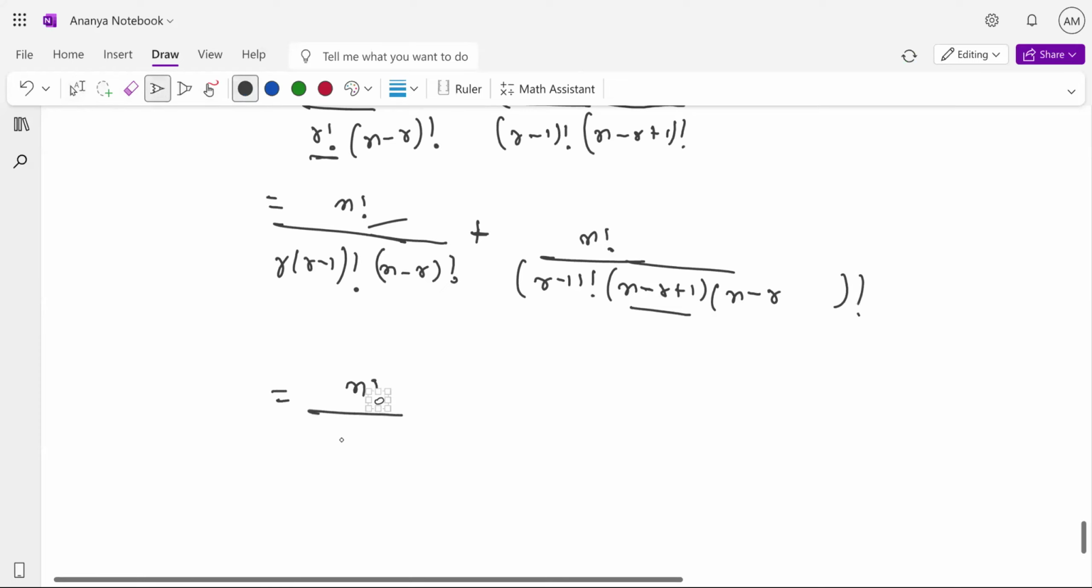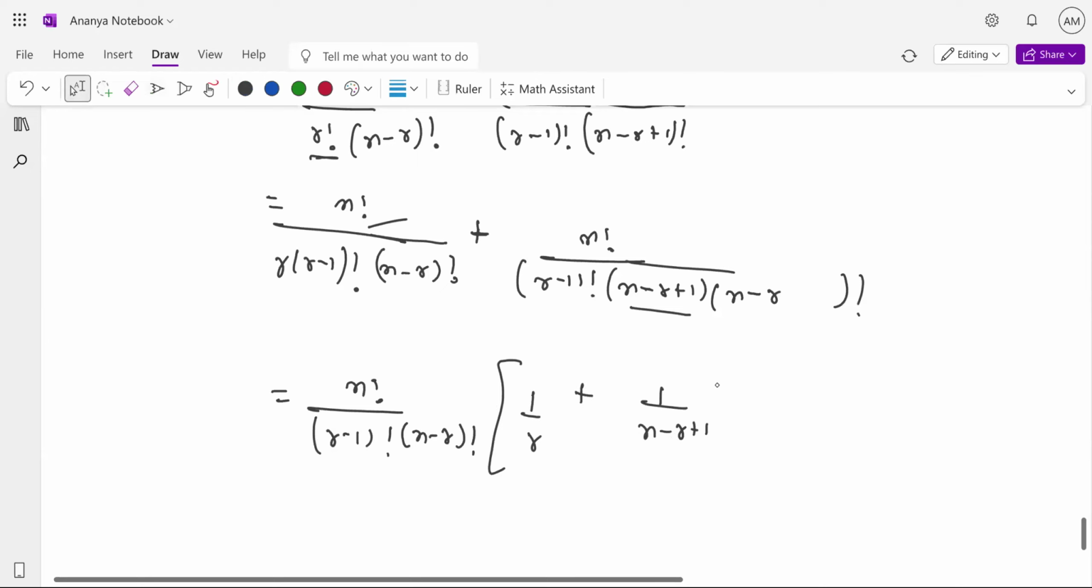N factorial divided by r minus 1 factorial, which I was seeing there, and minus r is also there. What am I left with inside? I think the only thing is 1 by r, plus 1 by n minus r. Just resolve it. When you resolve it, what are you going to get? N plus 1 by n minus.